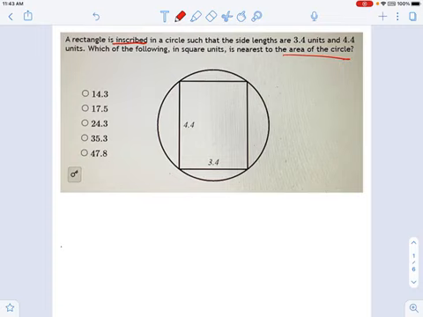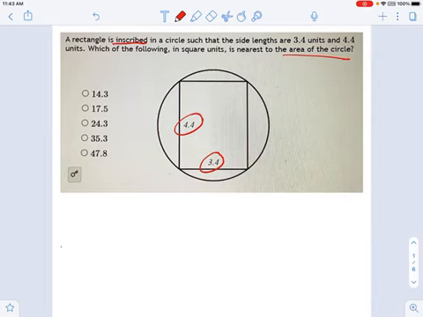One thing that's popular in geometry problems is to put one shape inside another and make it seem like we haven't told you enough information for you to calculate the area of the circle, for example. So take a look at what we have here. A rectangle is inscribed in a circle. That just means it's inside it, such that the side lengths are 3.4 and 4.4.